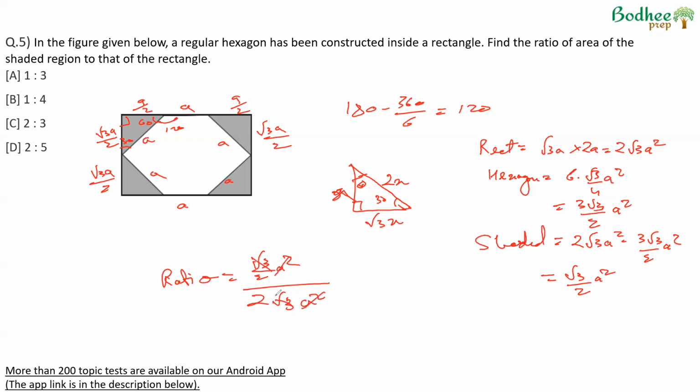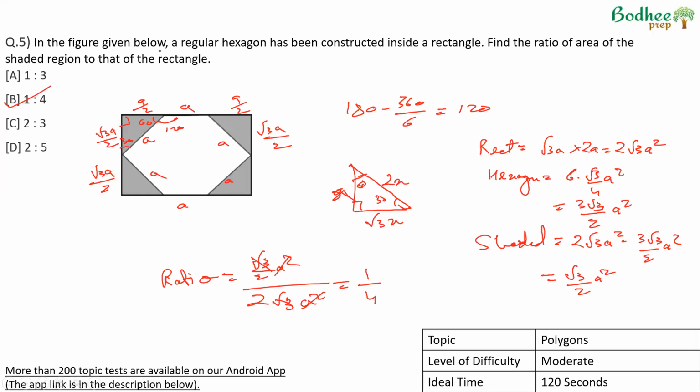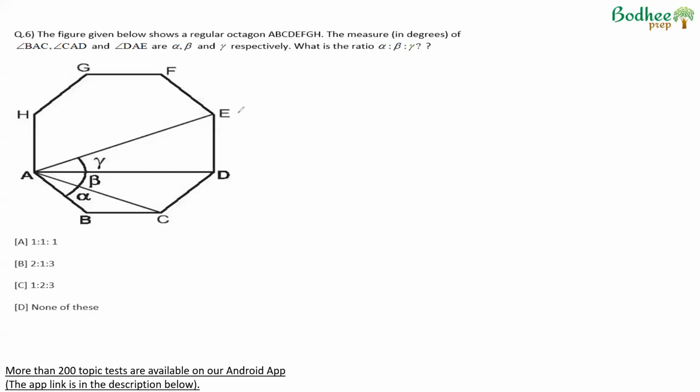A square cancels, root 3 cancels, 2 goes to the denominator, 1 by 2 by 2 is 1 by 4, and therefore the required ratio is 1:4. Required answer is option B, 1:4. Again, at best a moderate level of question, we just have to break it down into a 30, 60, 90 triangle. From there, it would not take too much time.